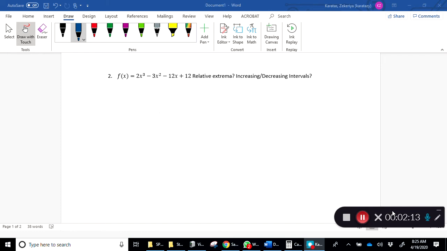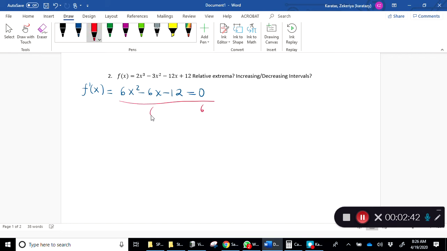In this example, we're trying to find the relative extrema and increasing decreasing intervals of this polynomial. So we first need the critical numbers. So let's take the derivative and set it equal to 0. So we got 6x squared minus 6x minus 12, and set that equal to 0. Then you can divide all by 6 to simplify it. So that's going to be x squared minus x minus 2 equals 0.